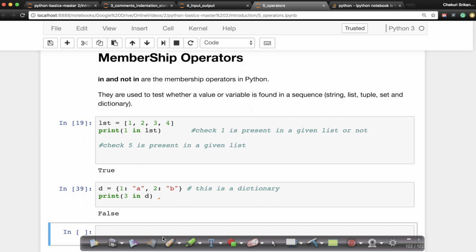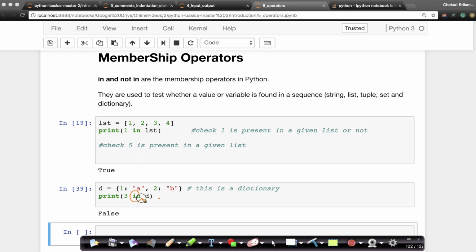So in dictionaries, the in operator is only used to check if a given value is in the set of keys. Here this is K1, value 1, K2, value 2. It only works in the keys and not in values, right? That's a membership operator.